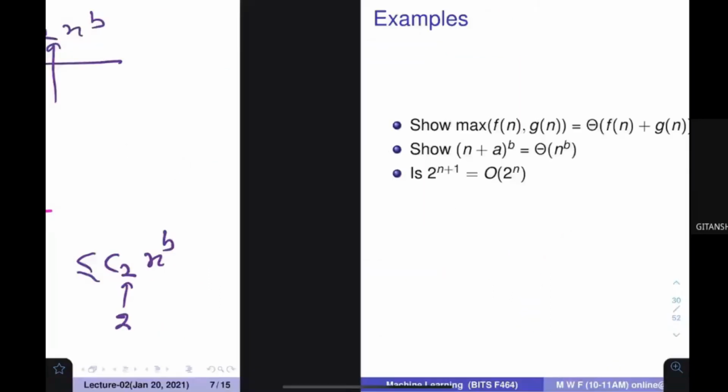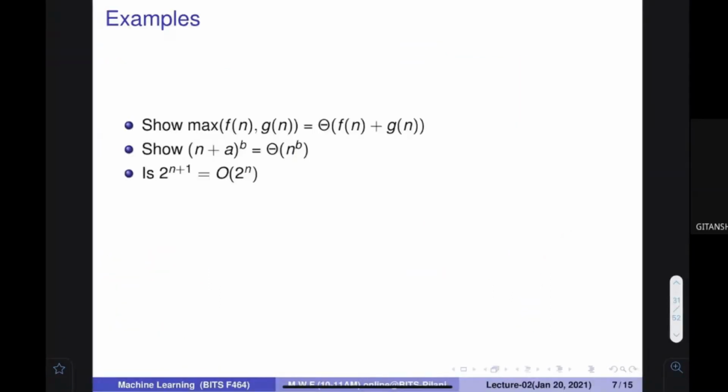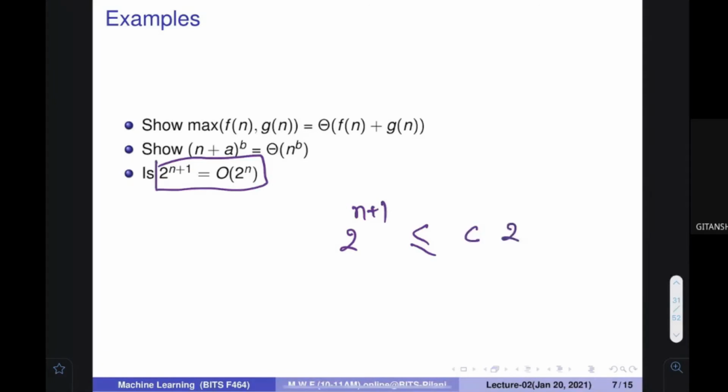All right. So next question: whether 2 to the power n plus 1 is big O of 2 to the power n. This is the second question. The big O condition is that this number should be less than or equal to c multiplied by 2 to the power n. Big O is not going to bound from both sides. It is only going to bound you from the upper side.